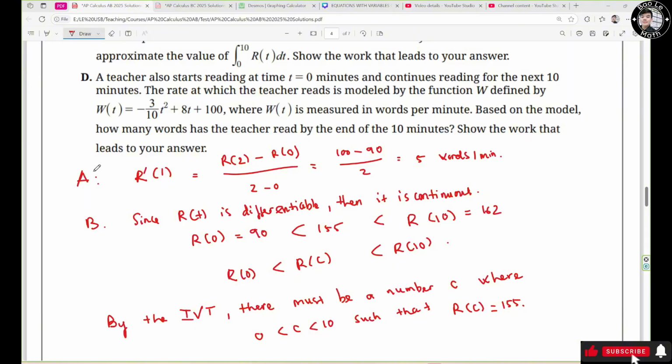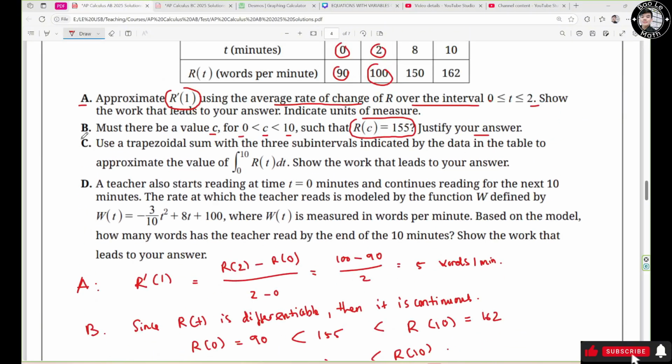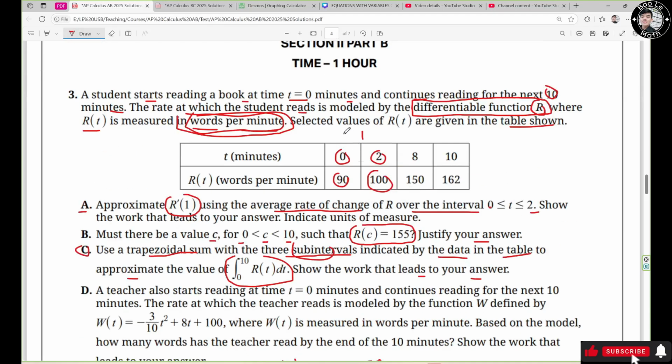Alright, let's move on to question C. Use the trapezoidal sum with the 3 subintervals indicated by the data in the table to approximate the value of this integral. Show the work that leads to your answer. Alright, so the 3 subintervals are going to be right here. From here to here, delta t equals 2. From here to here, delta t equals 6. From here to here, delta t equals 2, right?